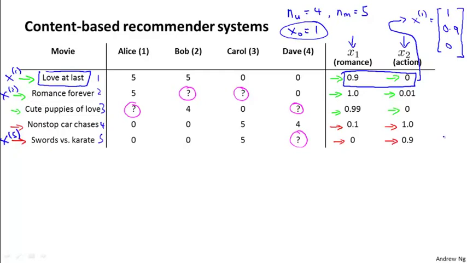Also, consistent with the notation that we were using earlier, we're going to set n to be the number of features not counting this x0 intercept term, and so n is equal to 2 because we have 2 features, x1 and x2, capturing the degree of romance and the degree of action in each movie.